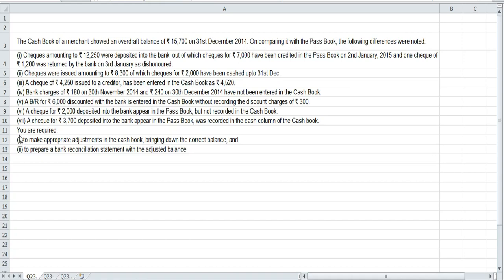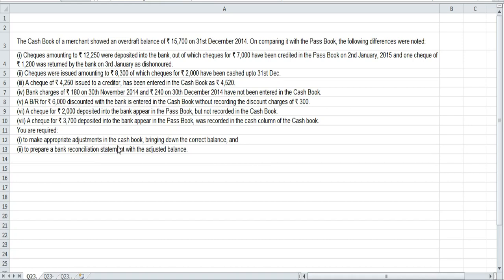Then it is written here, you are required, number 1, to make appropriate adjustments in the cash book, bringing down the correct balance, and second point, to prepare a bank reconciliation statement with adjusted balance. Now we have learned how to prepare a bank reconciliation statement. Now sometimes we have to prepare the adjusted cash book, or what we call the amended cash book.